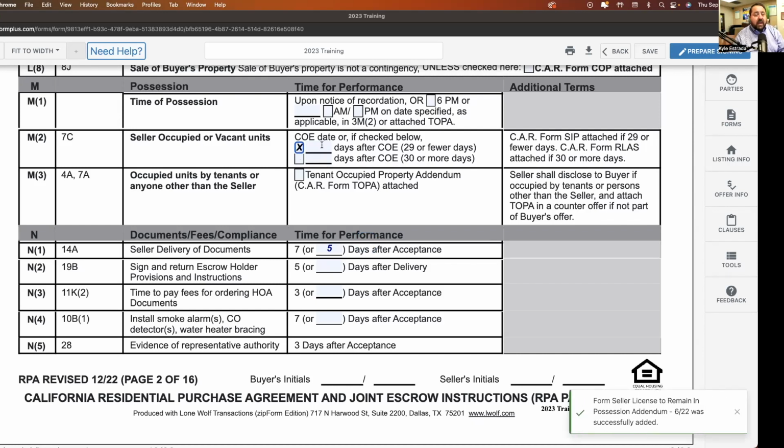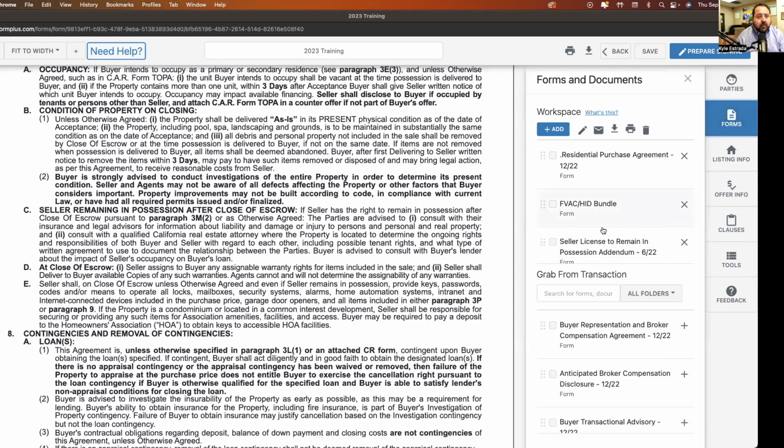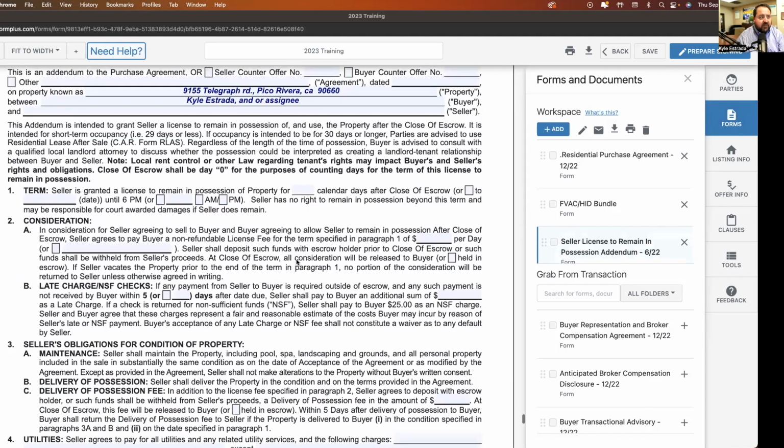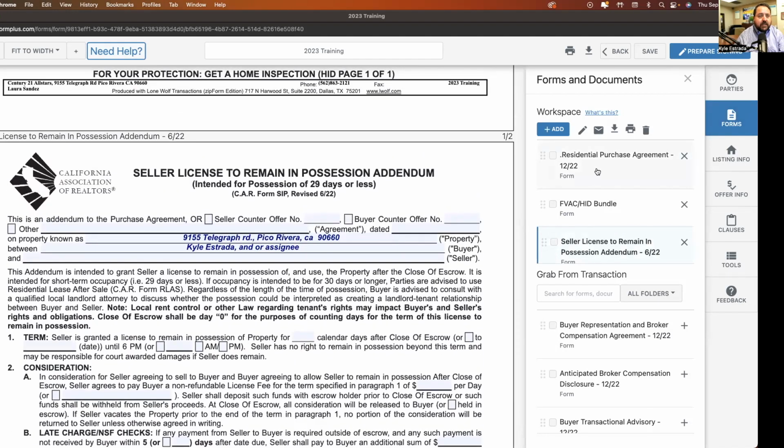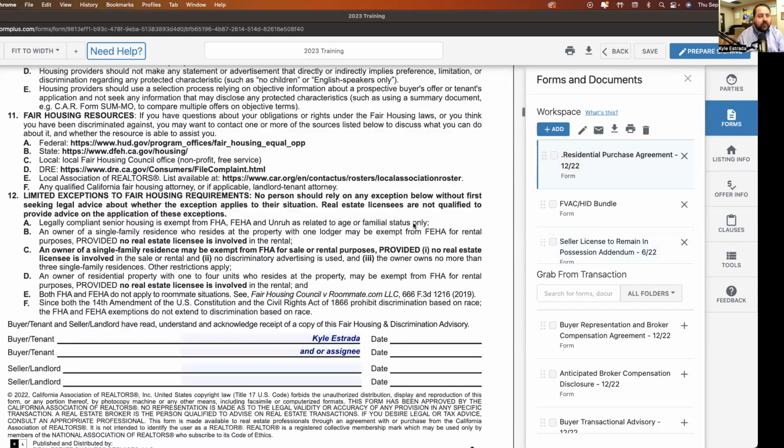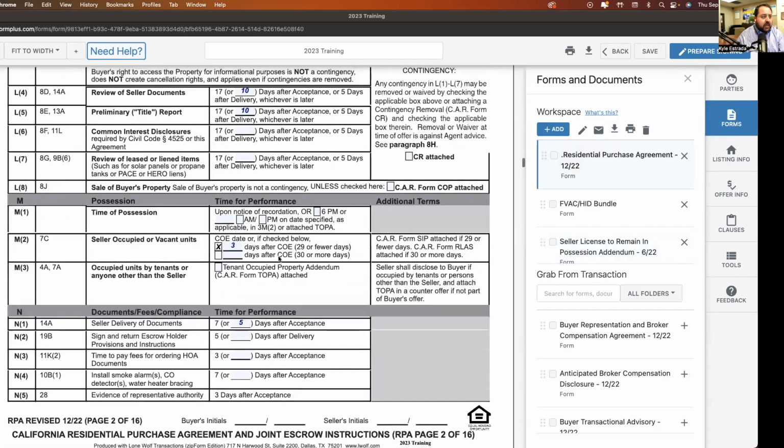So if the seller's living in the property and they need to move out, and the sale is not contingent on them finding a replacement property, at a very minimum you should give them 3 days after close of escrow. As you can see, when I clicked on this, it added the seller's license to remain in possession for me to fill out. The seller's license to remain in possession is for 29 days or fewer, not 30 days or less.